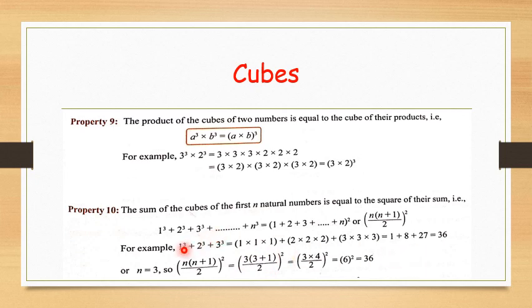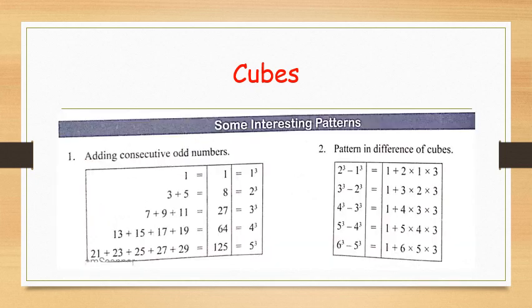So the sum of the cubes of the first four natural numbers will give you 100. Okay. So this is also one of the ways that we can find the sum. These are some interesting properties of cubes. Okay. So you have to note down in your copies. Now see some interesting patterns also.